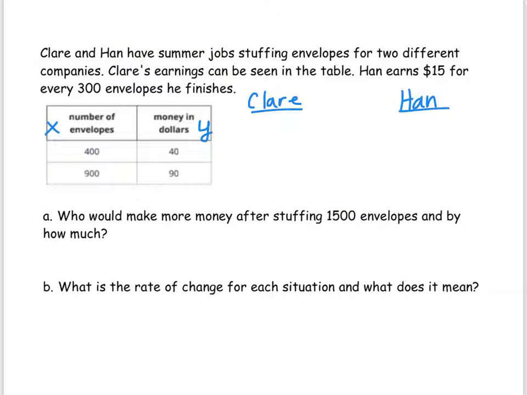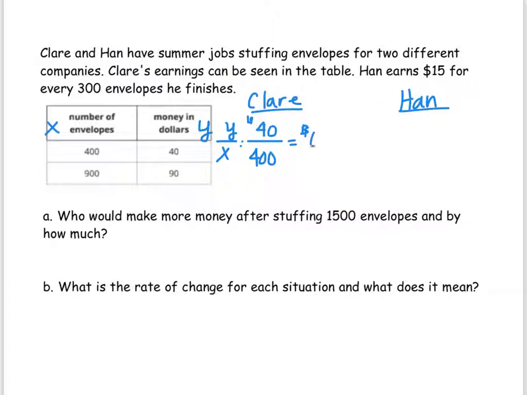Remember, your Y value is your dependent variable, and the amount you make depends on how many envelopes you stuff. So since this is a proportional relationship, to get my constant rate of change, I can take my Y value and divide it by my X. So we don't want to get confused and say, oh, 400 is bigger, so I'm going to start with 400. No. It's $40 divided by 400 envelopes. So when you think about it, if you're stuffing one envelope, you're probably not going to get paid that much for that envelope.